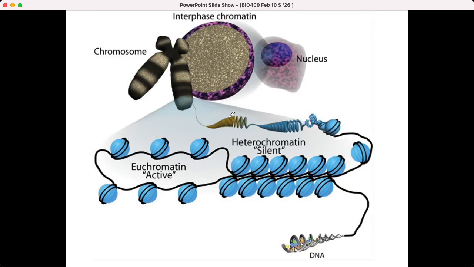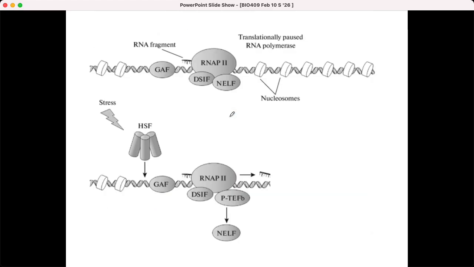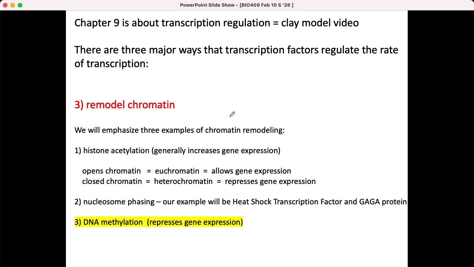Yep. So they involve remodeling chromatin to activate or repress gene expression. Then this is just that HSF and the GAGA factor, phasing the nucleosome. And then here's just a couple minutes of the third example of remodeling chromatin. So changing it around, and it's DNA methylation, and in general, it represses gene expression.